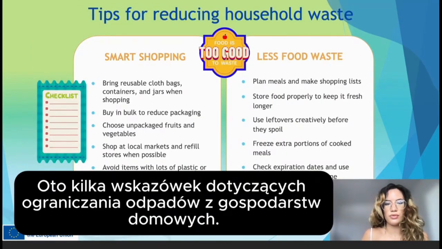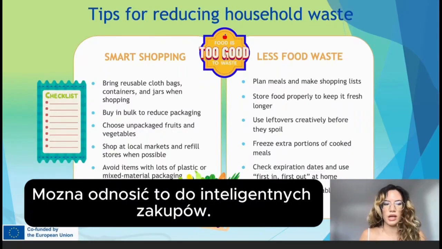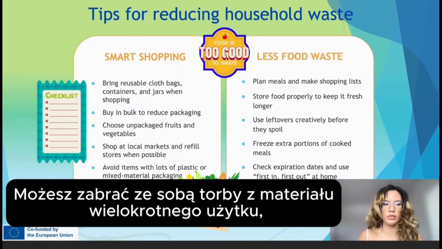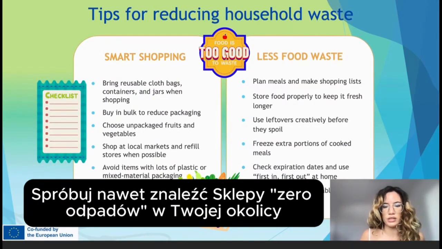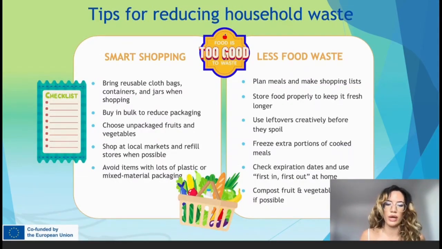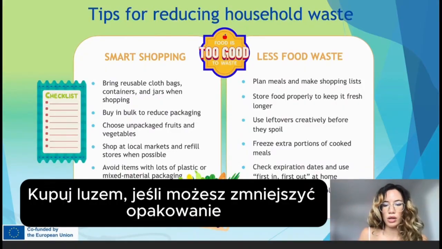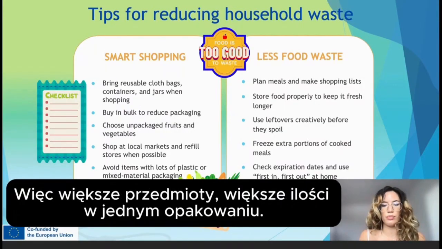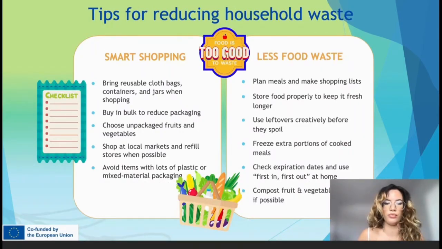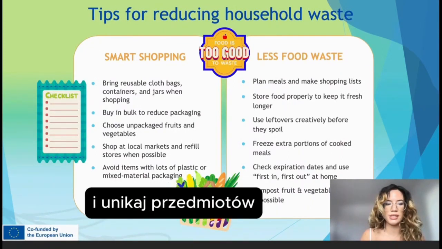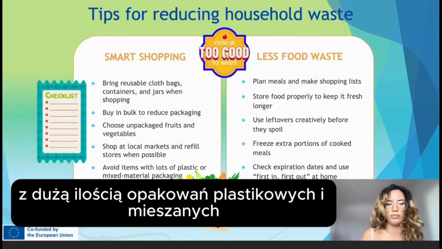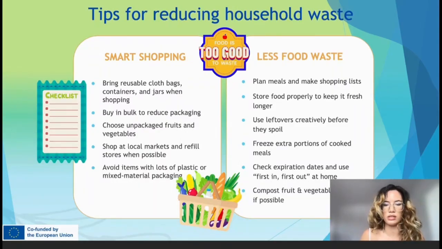And here are some tips for reducing household waste. They can relate to smart shopping, so you can bring reusable cloth bags, containers, and jars when shopping. Try to even find some refillable zero waste shops in your area where you can bring these containers. Buy in bulk if you can to reduce packaging, so bigger quantities in one single packaging instead of multiple smaller packages. Try to shop local if you can at markets and avoid the items with a lot of plastic and mixed material packaging. As we've discussed, these are not recyclable.